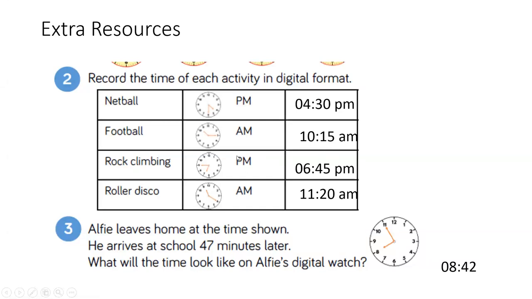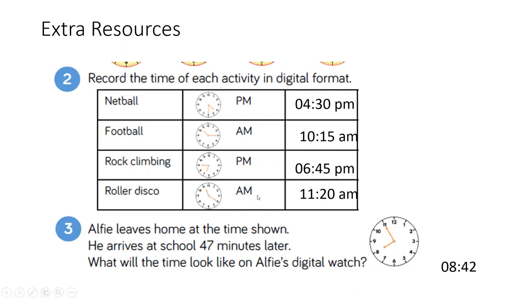Rock climbing in the afternoon, close to the evening. So it's traveling from the 6 to the 7, so it's going to be a 6 something. And we're now going this many minutes to 7, aren't we? 5, 10, 15. So it's 15 minutes to 7, but when we do it digitally, we do how many minutes past. So that is 9 times 5, which is 45 minutes. 9 lots of 5. So 45 minutes past 6, so 6:45 p.m. If you were doing that in a 24-hour clock, you would add 12. So you'd make that 18:45 and you wouldn't need a p.m.